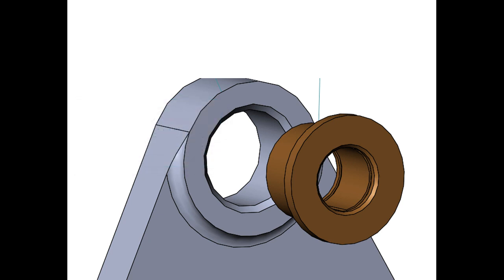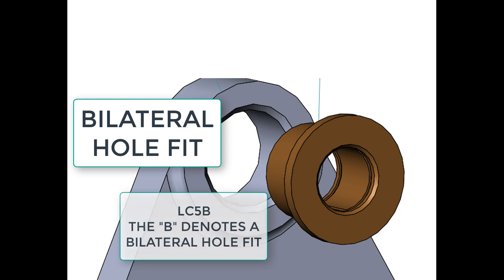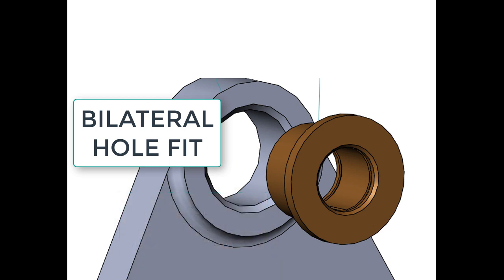Typically, the basic hole system is used, but sometimes the standard will require modification to meet production requirements. When this is the case, a bilateral hole system or a basic shaft system can be used. Both will result in the creation of non-standard holes and shafts. Bilateral hole fits are designated with the symbol B, such as LC5B, and are commonly used when holes are created using drills and reamers. These tolerances are used so that the cutting tool has a longer wear life.